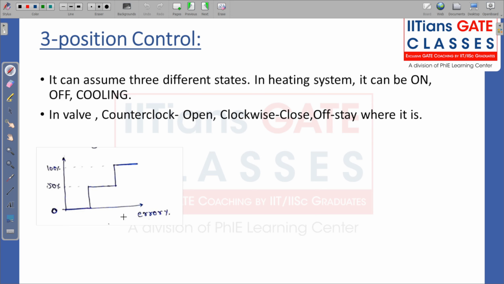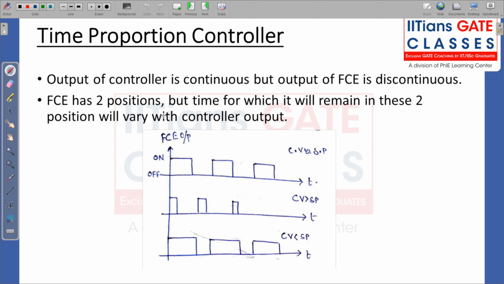Similarly, in a valve, we have counterclockwise open. All the valves open in counterclockwise or anti-clockwise, and they close in clockwise. Even your home taps open and close like that. At the third position, it can stay where it is. So this is my 3-position control.